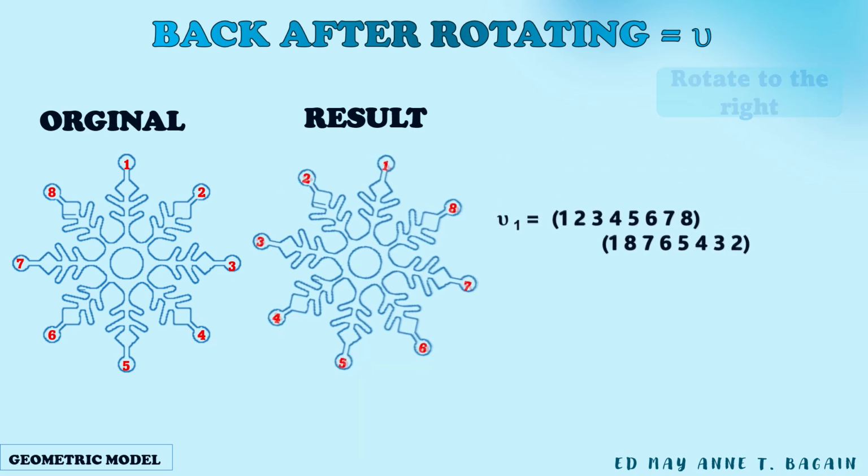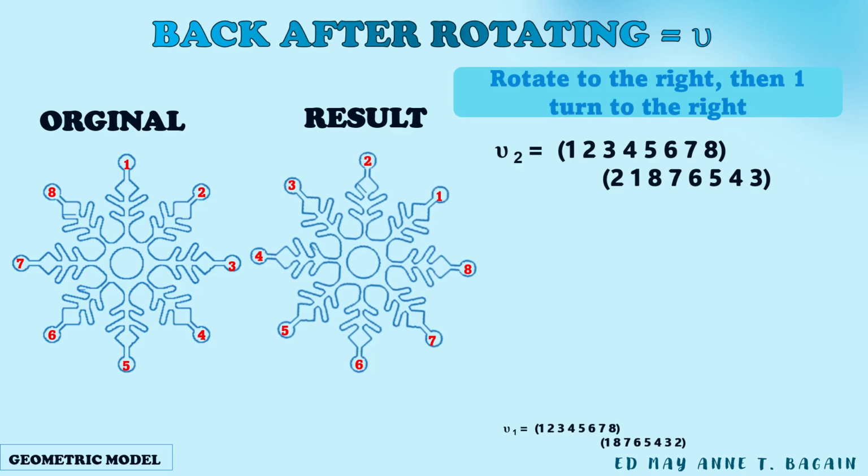So now, as we can see, it turned to the right, so it moved from here to the right. So after we rotate it to the right, we still have the 1 8 7 6 5 4 3 2. Now we turn it to the right. So as we can see, we have the 1 now for 2, and then 1 8 7 6 5 4 3. Okay, let's check the next one.